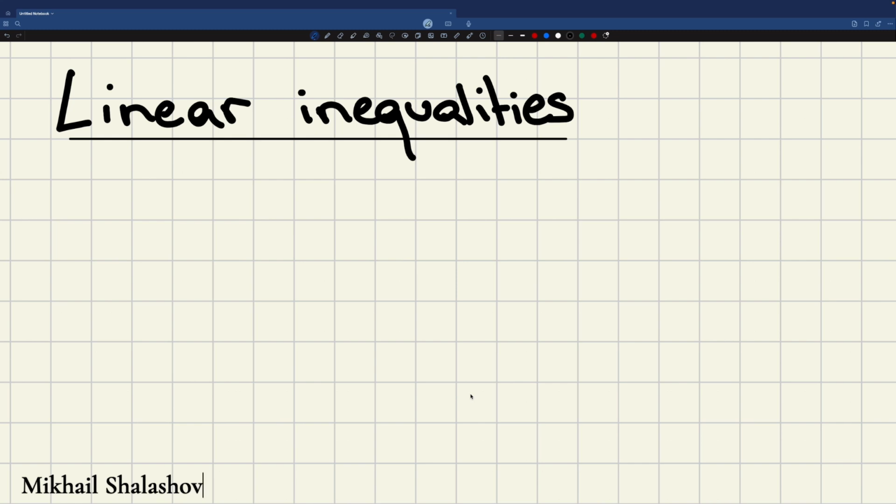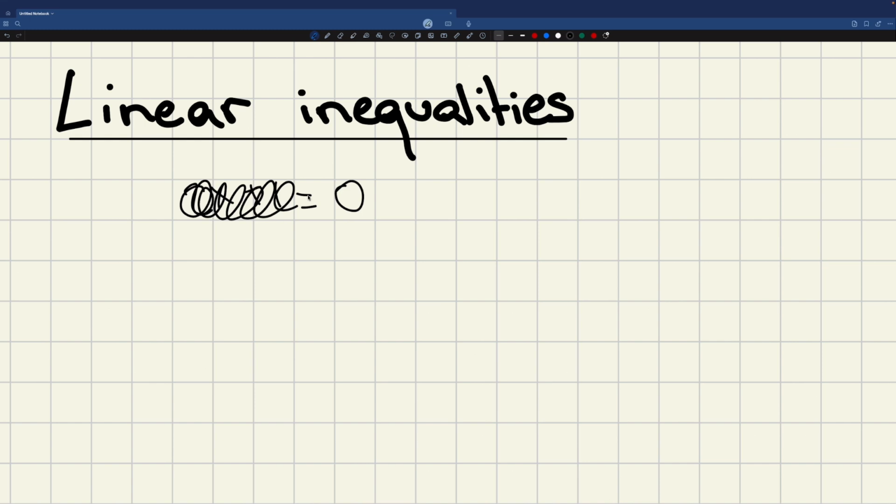IGCSE Smart, linear inequalities. In year 9, you would have studied just linear equations. So, say how to solve an equation like 2x plus 1 is equal to 0. This is year 9 level math.